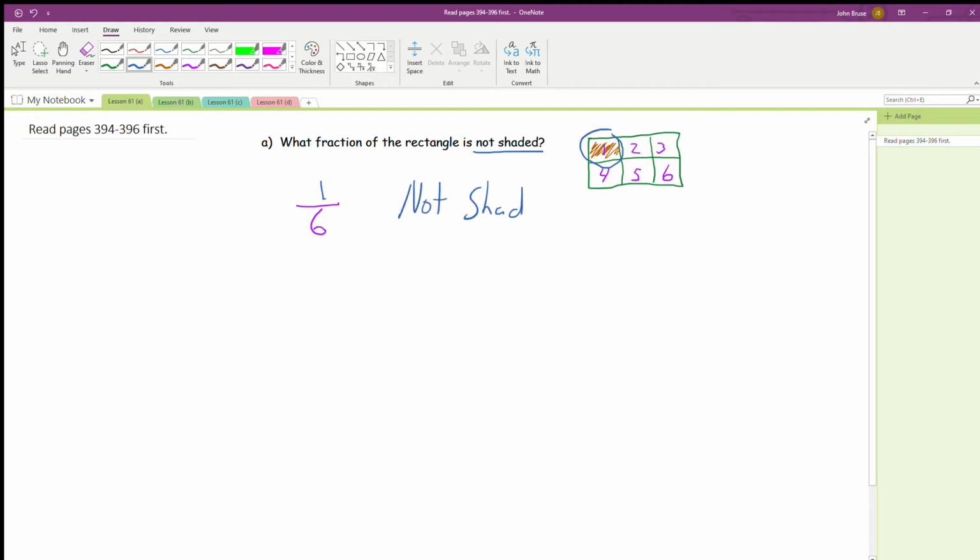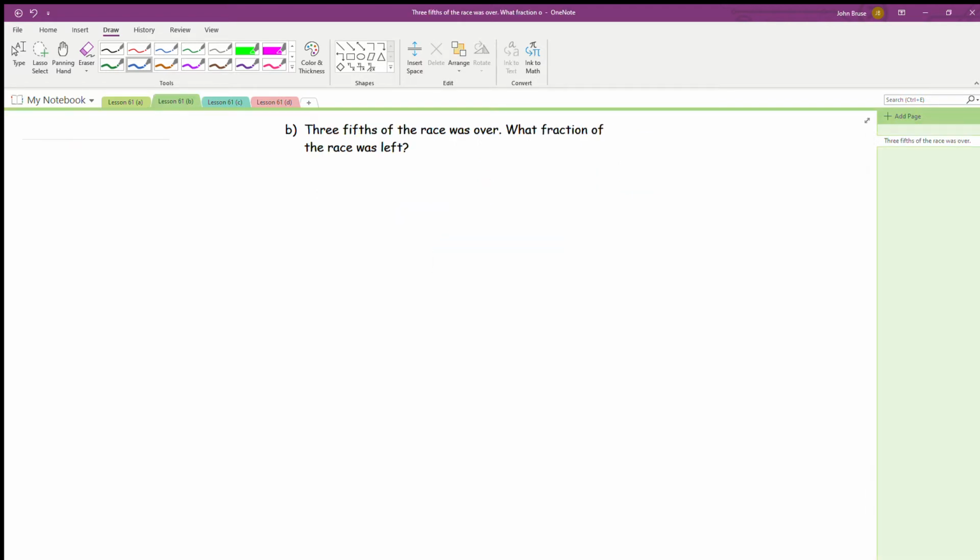is going to be the parts that aren't shaded. We have 1/6 shaded, and that leaves us with 1, 2, 3, 4, 5 parts that are not shaded. So we know that there are 6 total parts and 5 of them are not shaded. All right, let's go ahead and move on to our question number B.